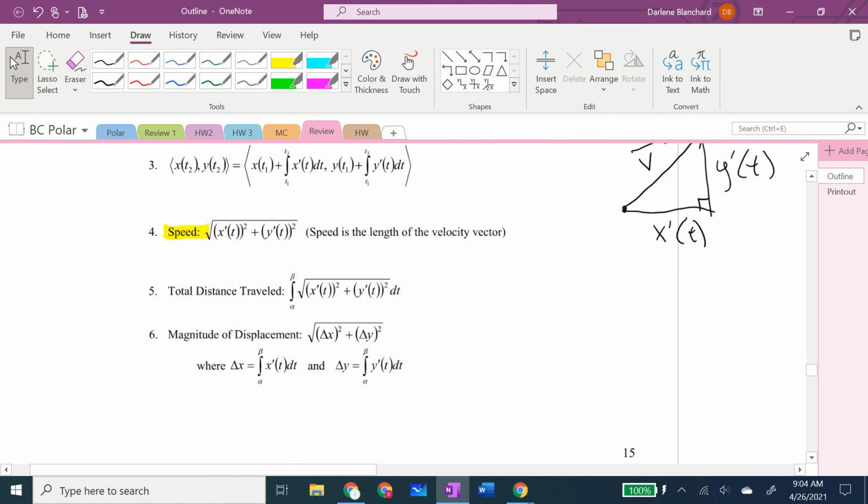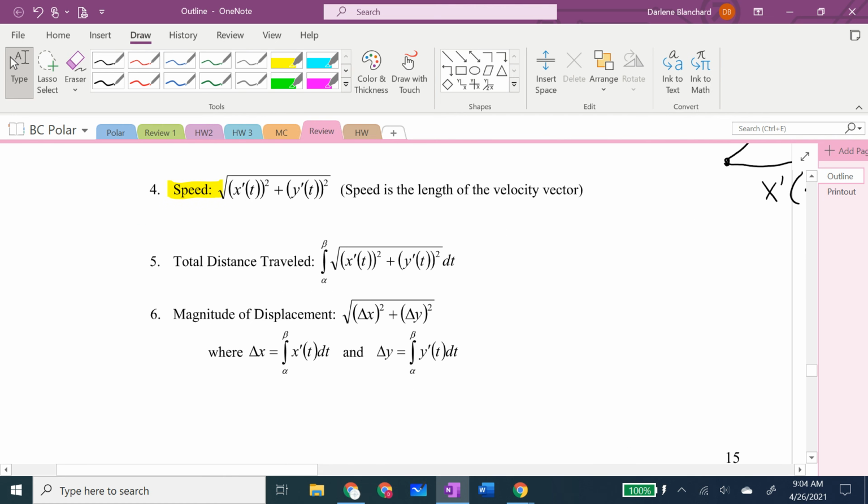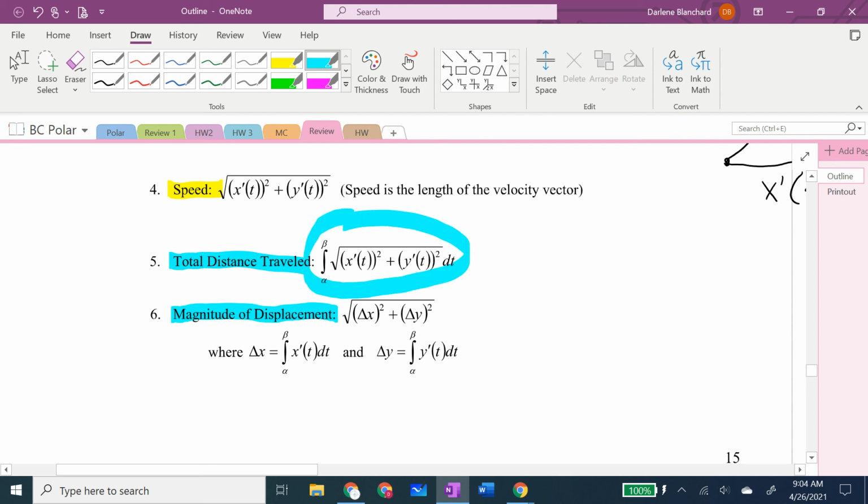Now, another important thing that I saw was a problem. Total distance traveled and displacement. Sometimes they are the same, but sometimes they are different. If you want the total distance traveled, you are integrating speed.